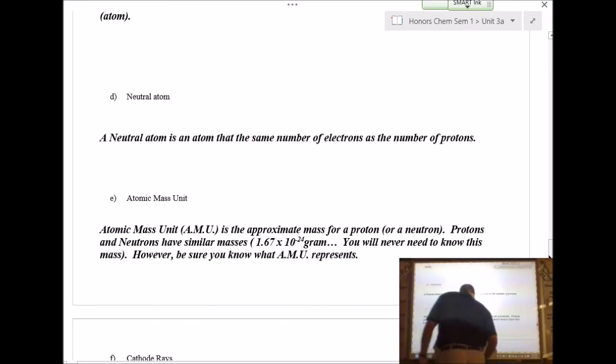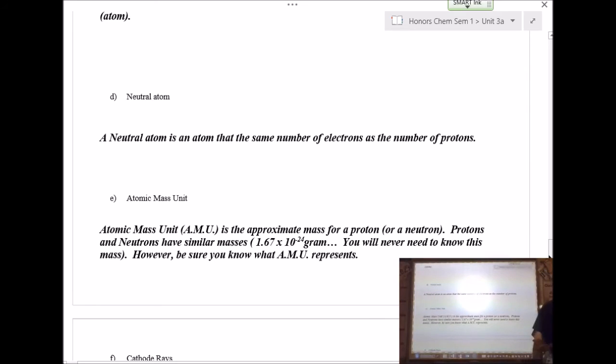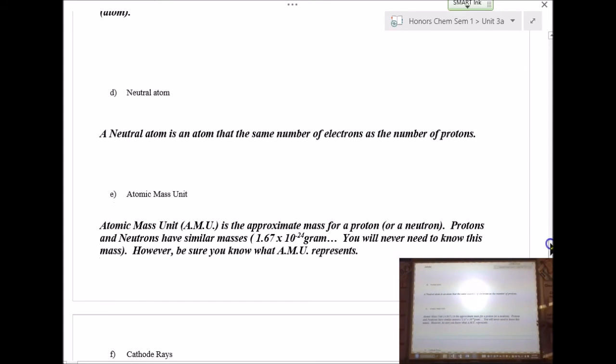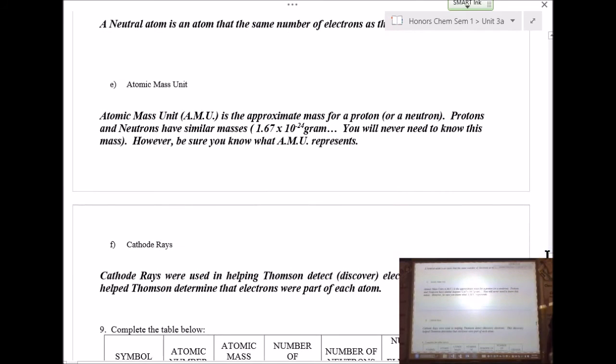So if you have a cation, do you have more protons or do you have more electrons? More protons, good. And the proton number is locked, so electron values change. Okay, keep that in mind. As long as we're looking at the same element, then the electrons will change. Atomic mass unit, that is simply the mass for one proton or one neutron. You're never going to have to memorize that mass. I don't care. That's worthless information. It's really small. That's what I want you to know. It's really, really small. Okay.